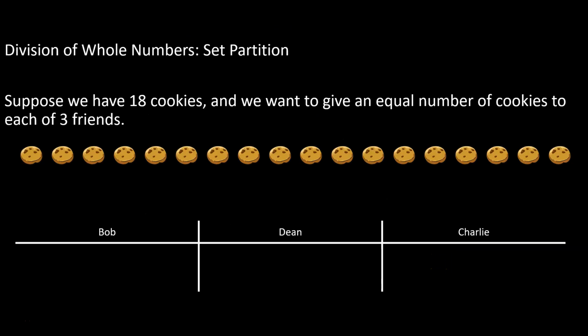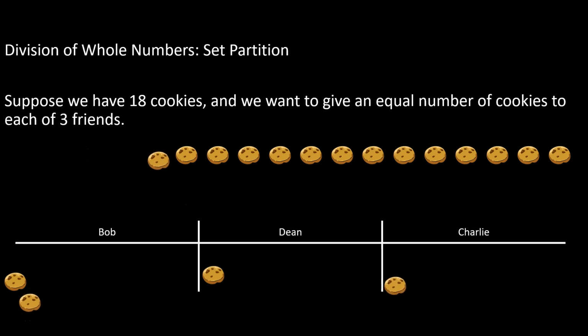Now let's talk about division and modeling division. One way to model division is to use a set partition. For example, if we have 18 cookies and we want to give an equal number of cookies to each of three friends, let's say Bob, Dean, and Charlie, we want to divvy up these cookies, and we could do that one at a time. Give one cookie to Bob, give one cookie to Dean, give one cookie to Charlie, and then we can continue distributing cookies one at a time until we run out.